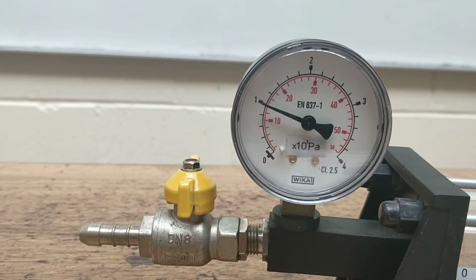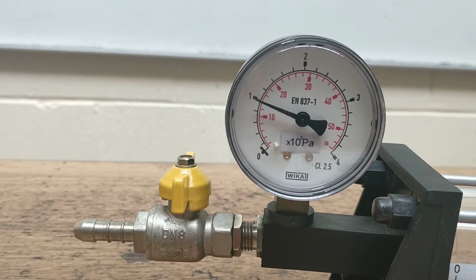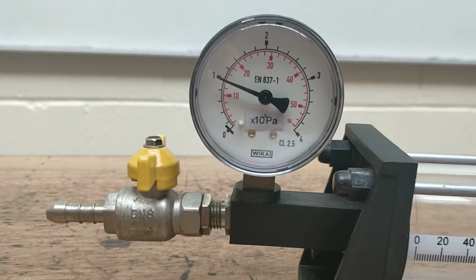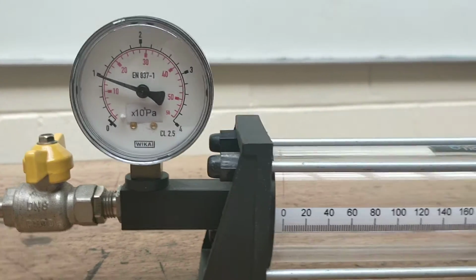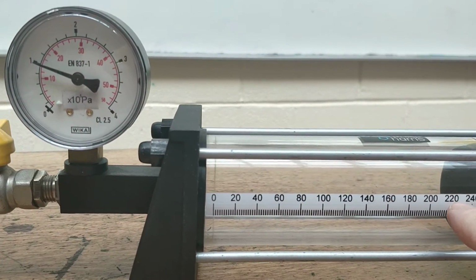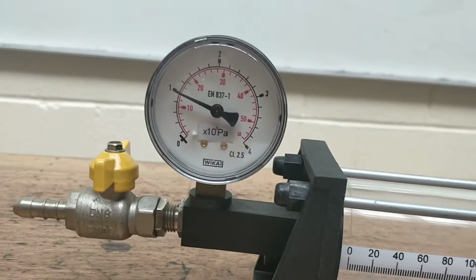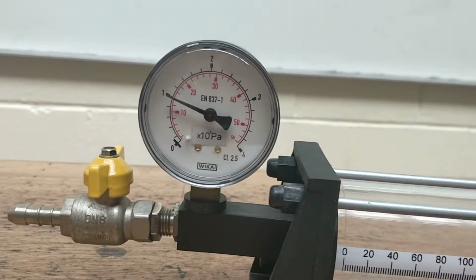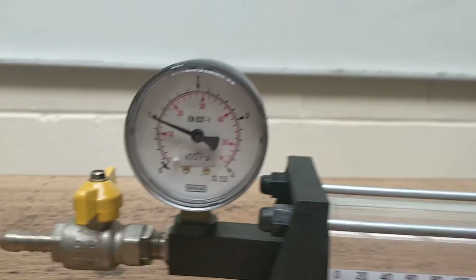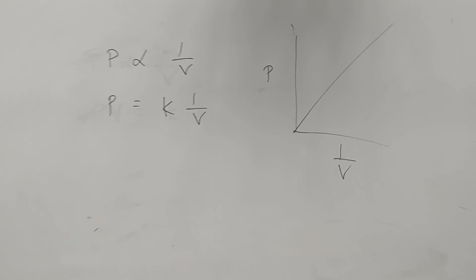Then we have to change the volume. We change the volume by moving the piston in here. As the piston moves in, the volume will get less and the pressure will go up, and we keep measuring volume and pressure, and then we draw a graph and we verify the law. There you go.